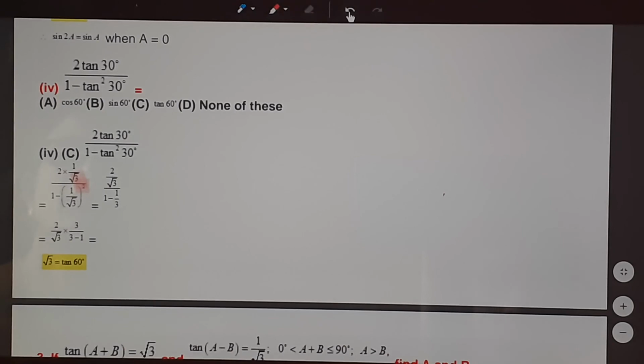So in this way you can solve the option questions in question number 2, and you can verify or justify your answer. So in today's session we have done question number 1 and 2.